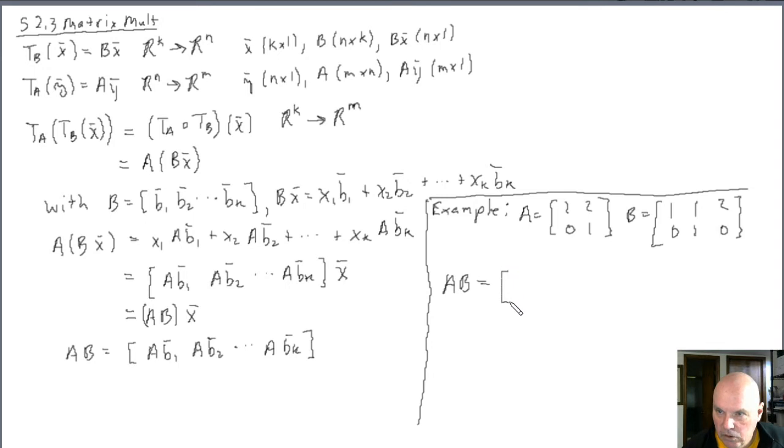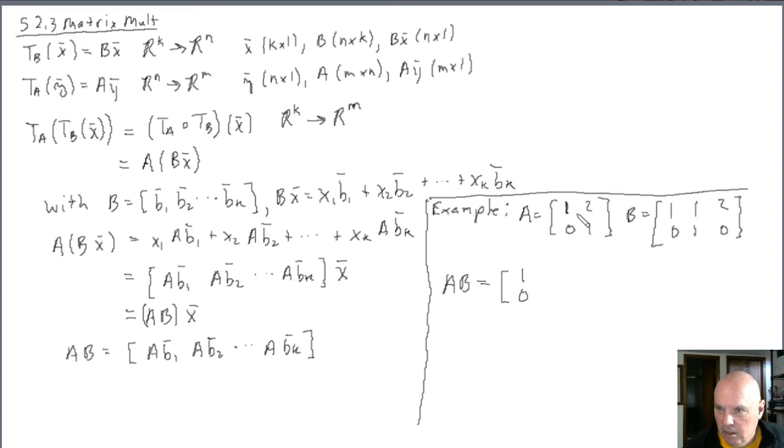I get the first column by multiplying the matrix A times the first column of B. So let me think about just this first column. I get the top element: it's going to be 1, 2 times 1, 0, so that would be 1. And I get the second element of that column vector by multiplying 0, 1 times 1, 0. So I have 0 times 1 plus 1 times 0, or 0.